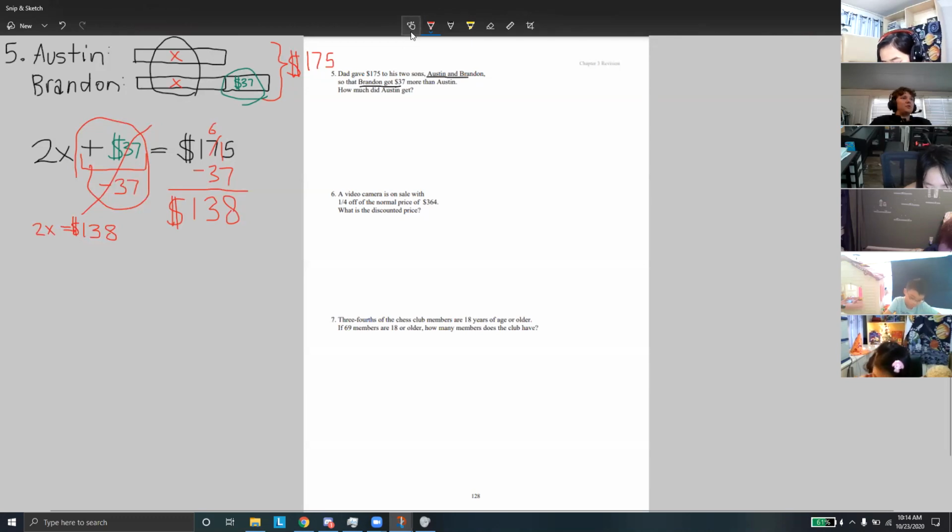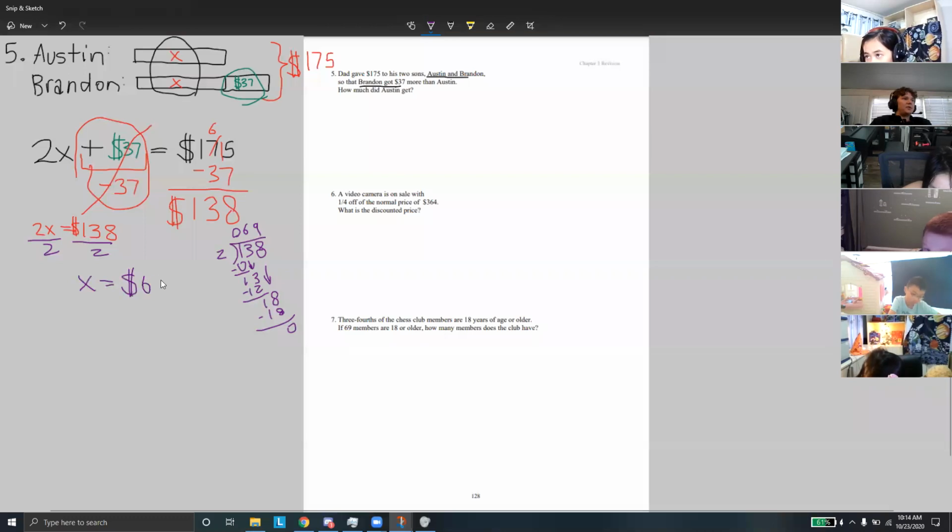And so now to get rid of this times 2, the opposite of times 2 is divided by 2. So 138 divided by 2. 2 goes into 1 0 times. Drop the 3. 2 goes into 13 6 times. 13 minus 12 is 1. Drop the 8. 2 goes into 18 9 times. 9 times 2 is 18. 18 minus 18 is 0. Great. So x is equal to $69. Remember our unit of measurement.